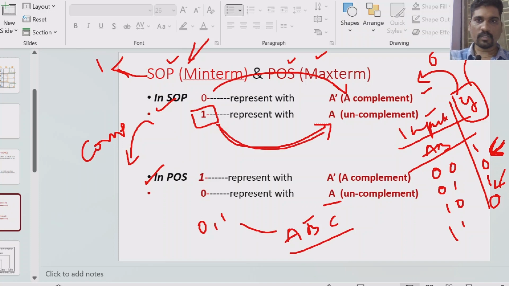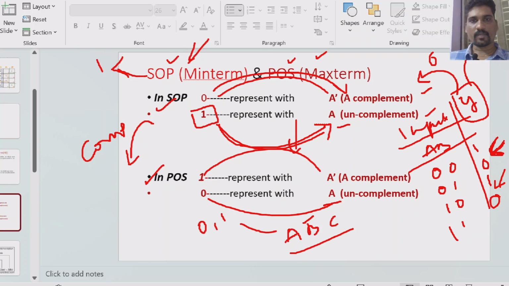In SOP, if it is 1, we should write the A. If it is 0, we should write the A complement, right? Here see that in POS, if it is 0, we are writing A, and 1 means we are writing A bar. This is the complement of the SOP function, right? POS is the complement of the SOP function.